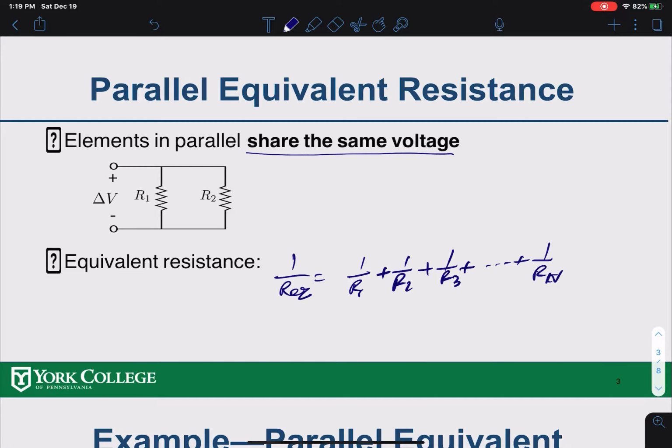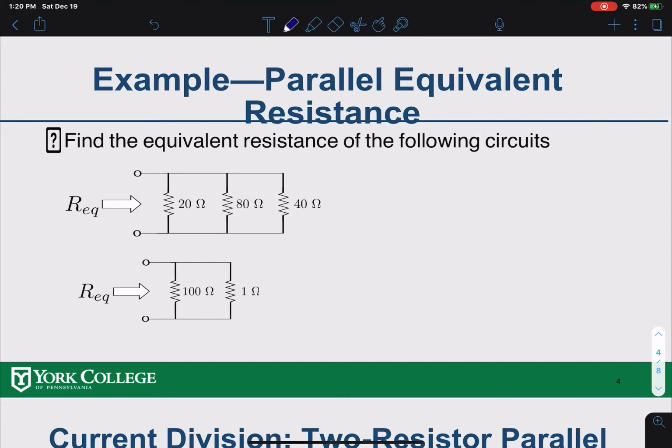You can simplify this a little bit, just some algebraic simplification over here. You can use that equation, either one will give you the same answer. So that's the equivalent resistance for a parallel connected resistive network.